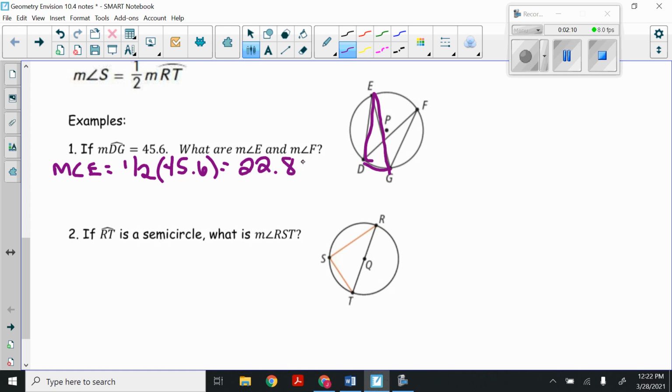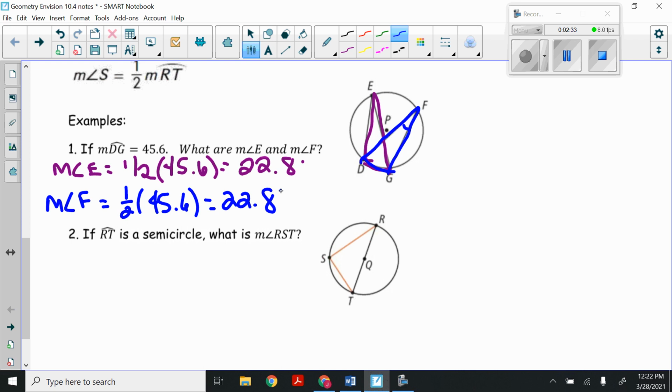Now we want to find the measure of angle F. If we look at angle F, angle DFG, it has the exact same intercepted arc. So therefore, the measure of angle F is also 1/2 of 45.6, which is 22.8 degrees.